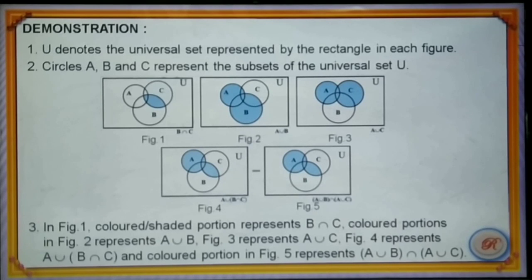In Figure 1, colored portion represents B intersection C. Colored portion in Figure 2 represents A union B. Figure 3 represents A union C. Figure 4 represents A union (B intersection C) and colored portion in Figure 5 represents (A union B) intersection (A union C).